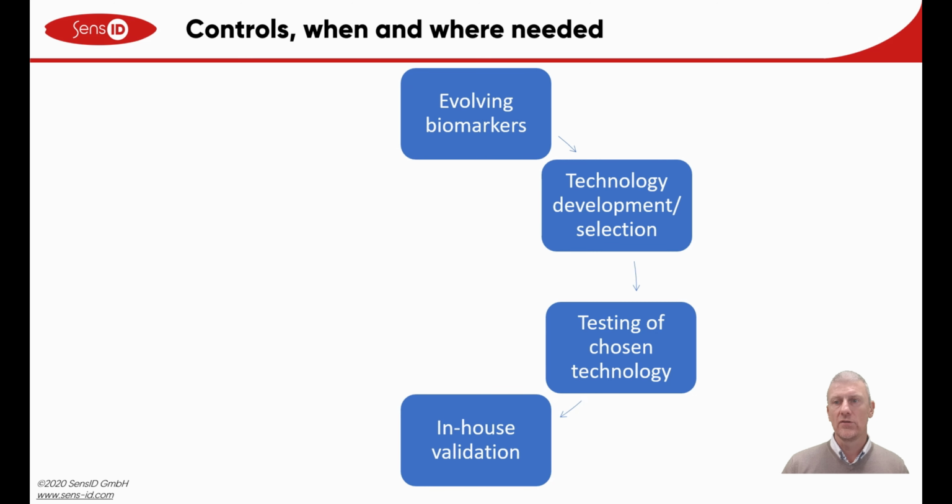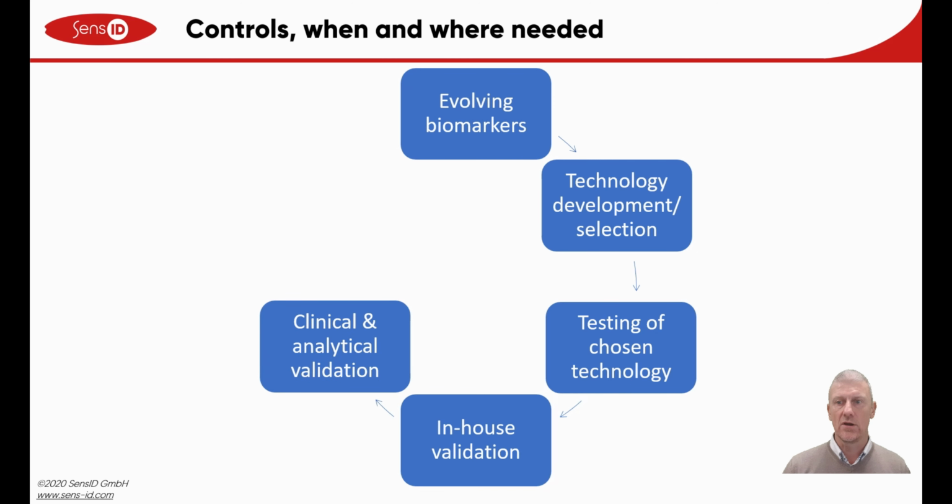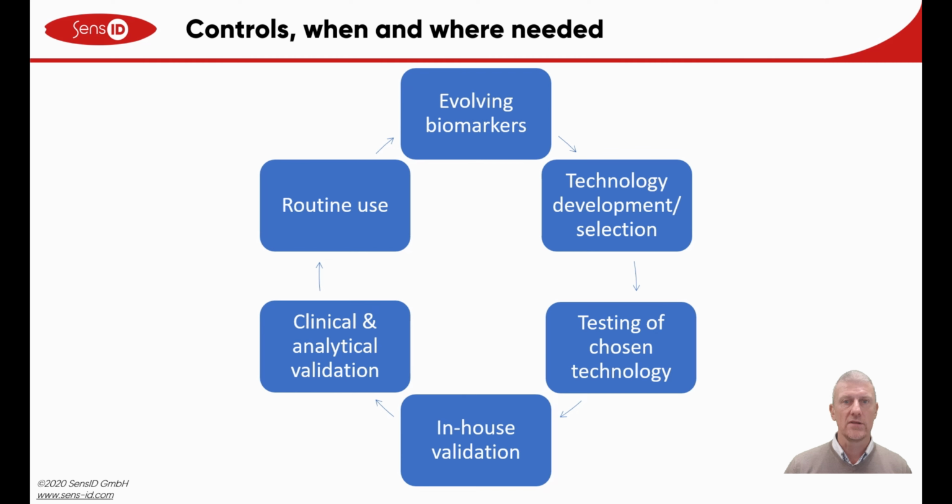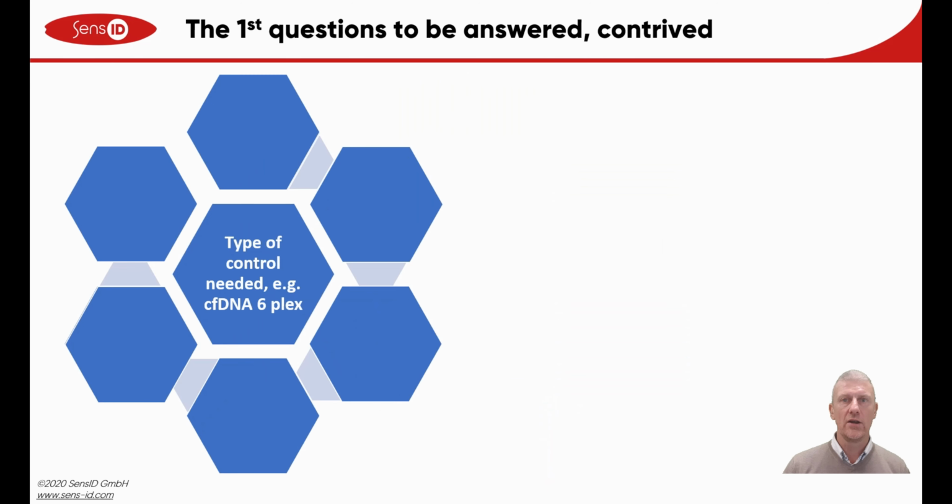After the testing of the chosen technology, you will do your in-house validation. You run it over multiple operators, multiple times a day, different circumstances and so on. And from that moment on, you go to clinical and analytical validation. This is where real samples come into play and are really needed. But still, for all this trajectory, you can use a control material, contrived material, for instance. Then you're going to start in routine use, and especially in routine use, you quickly could see deviations from baseline, these kind of things. Another aspect where controls could be functioning really, really well.